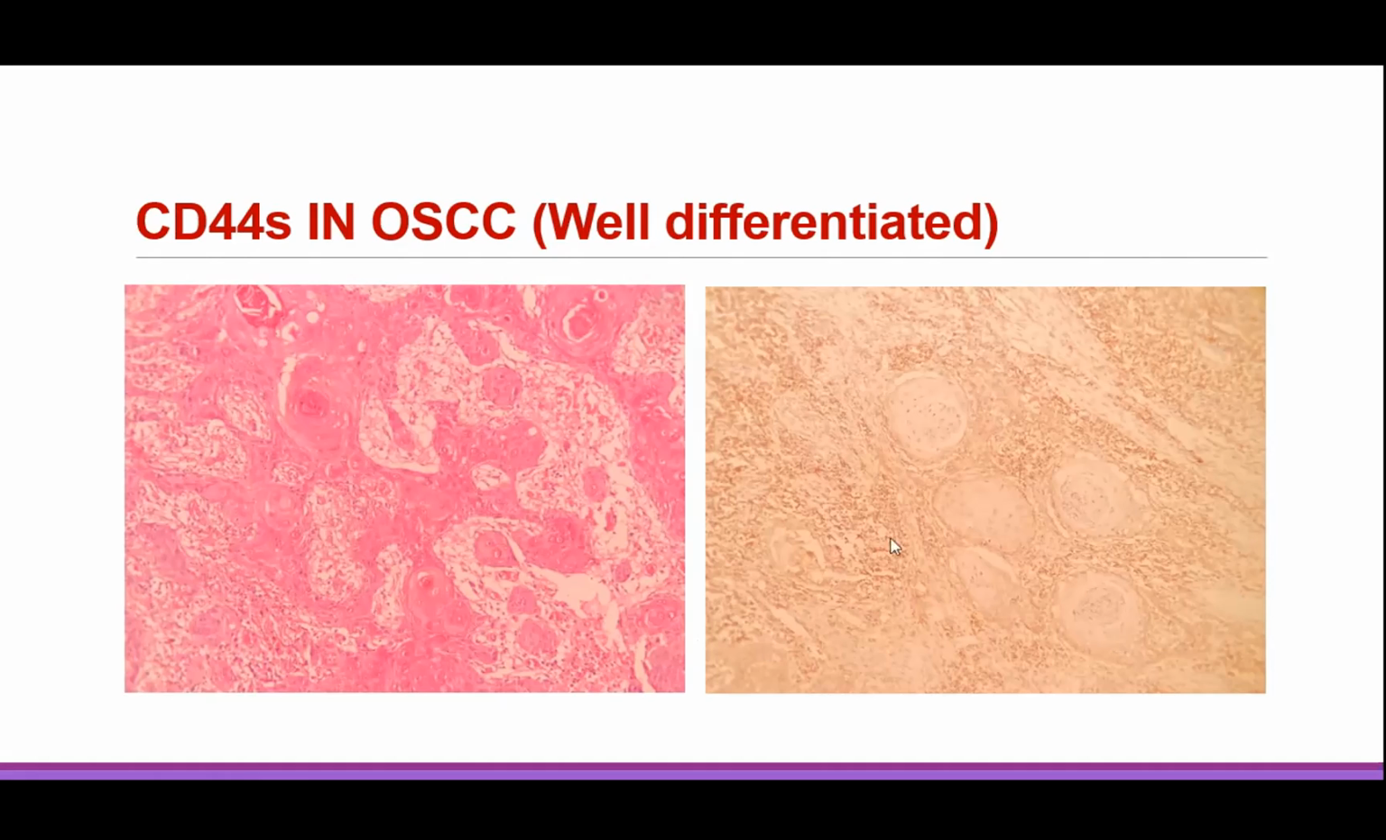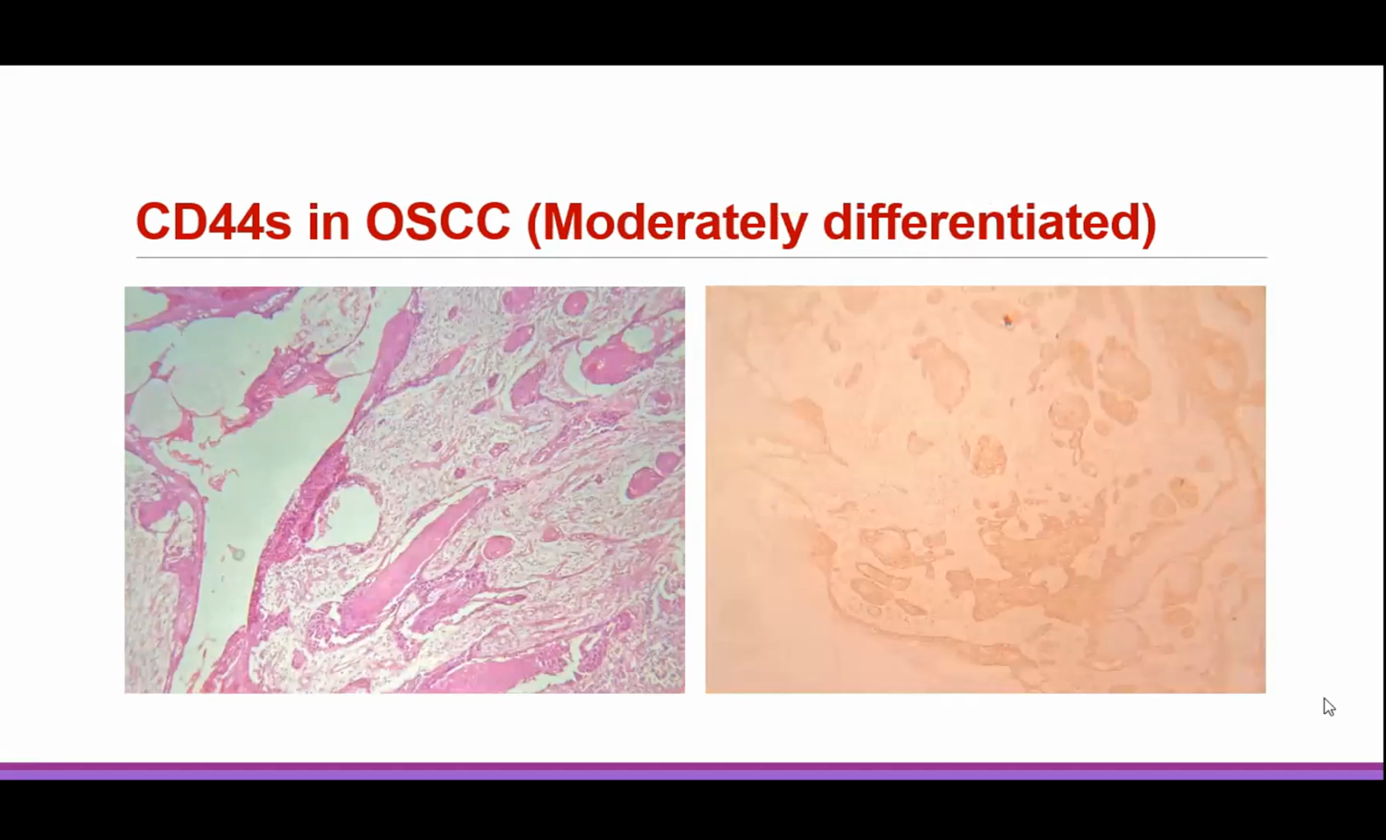We can see that CD44 is present all around the tumor islands, in and around the keratin pearls where they are present. Very strongly they are expressed. Now this is the moderate variant of oral squamous cell carcinoma. They are present in the islands as well as in the stroma, even in the islands without keratin pearls.